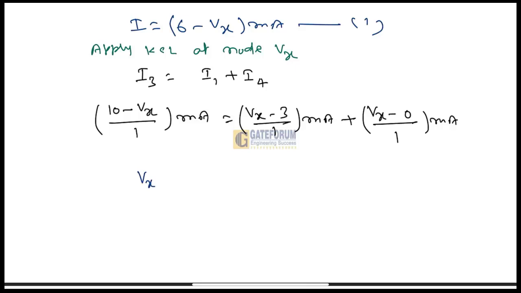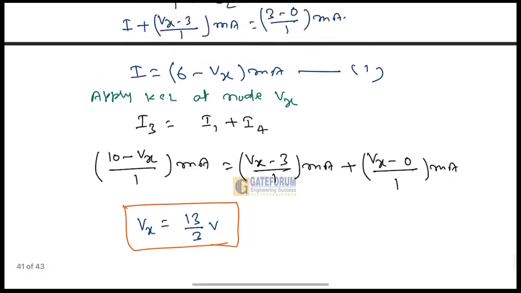By solving this, you'll get Vx is equal to 13 by 3 volt. So if you see that 13 by 3 volt, it will be more than 4 volts.